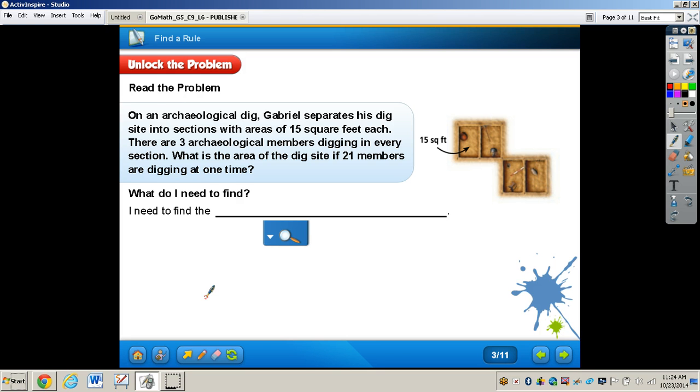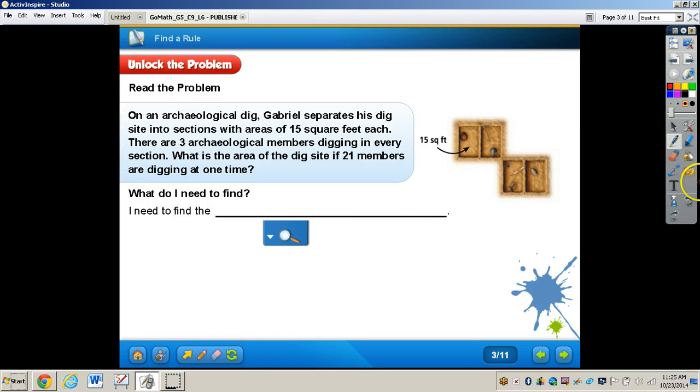And it reads, an archaeological dig, Gabriel separates his dig site into sections with areas of 15 square feet each. There are 3 archaeological members digging in every section. What is the area of the dig site if 21 members are digging at one time?